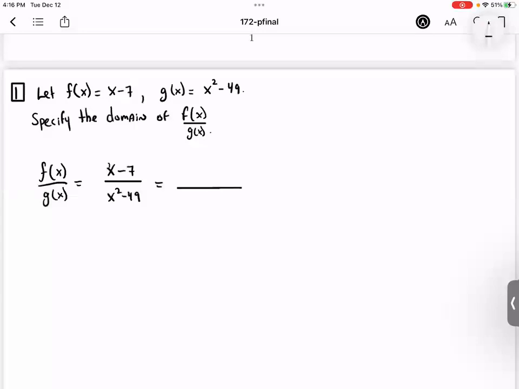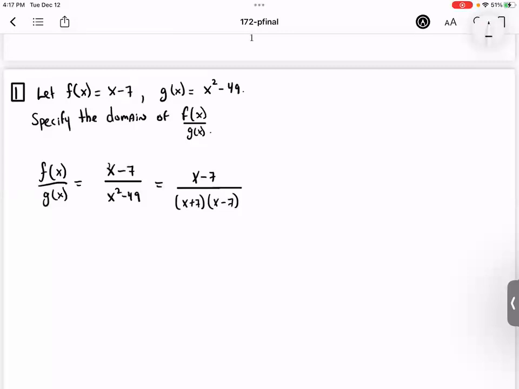Now, what I recommend students to do is, to the best of your ability, rewrite both the numerator and denominator in factor form. For example, the x minus 7, you can leave it alone, right? Because you can't really do anything to it. But the x squared minus 49, you can, right? You can factor this out as a difference of two perfect squares. You get x plus 7 times x minus 7.